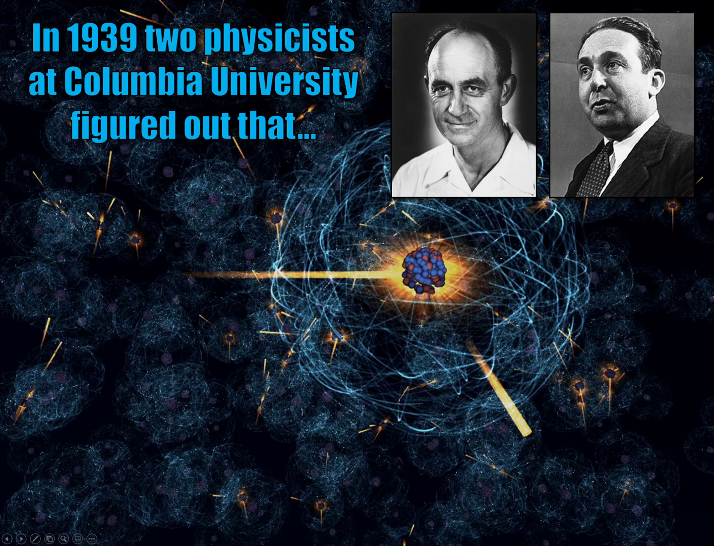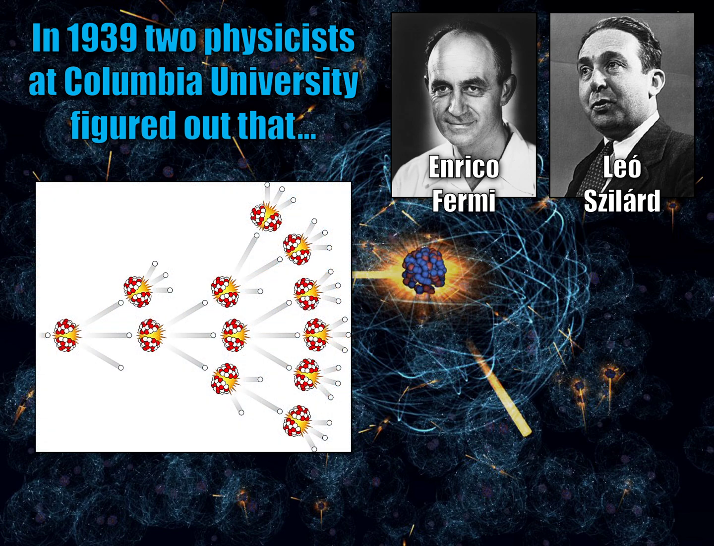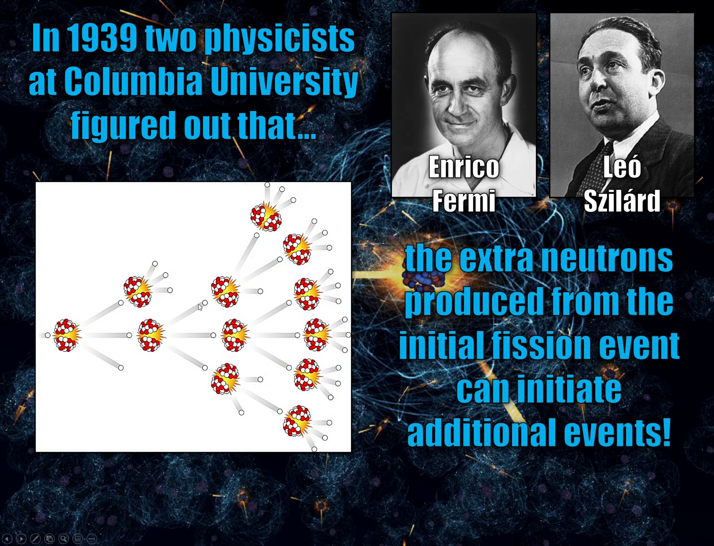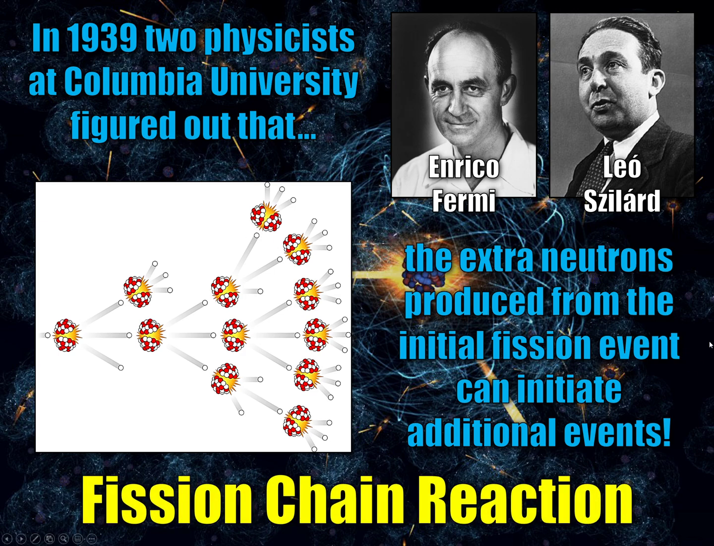However, in 1939, two physicists at Columbia University, Enrico Fermi and Leo Szilard, figured out that there's a way around this. They discovered that the extra neutrons that come out after fission can actually go off and trigger additional fission events. So they discovered what's called the fission chain reaction.